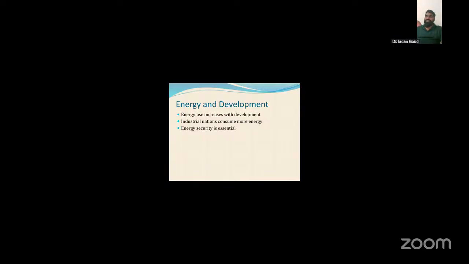The third one is that energy security is essential. Energy security refers to the continuous availability of energy at affordable prices without major disruption. It involves reliable supply, stable prices, sustainable sources, and protection against geopolitical and economic shocks. Importance of energy security: economic stability, where industries depend on uninterrupted energy supply. National security, where military and strategic systems require reliable energy.